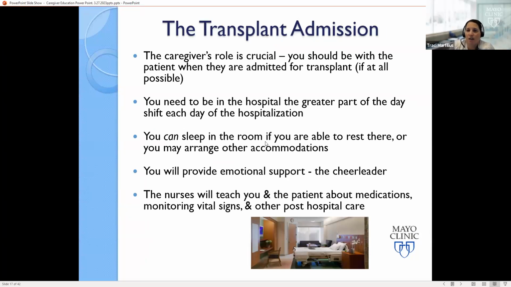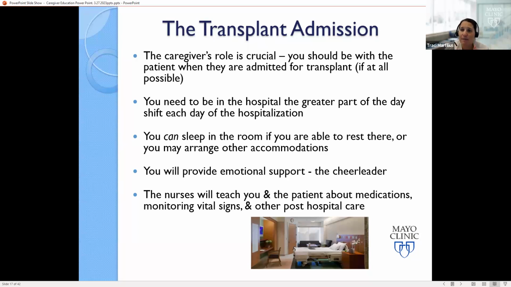Let's talk about admission. During this time, the caregiver's role is crucial, and you should be with the patient when they are admitted for transplant, if at all possible. Remember what I said earlier about the change in caregiver plan or the patient coming by themselves. If for some reason the patient is coming by themselves, that is something you do need to discuss with the medical team and get some special permission for.